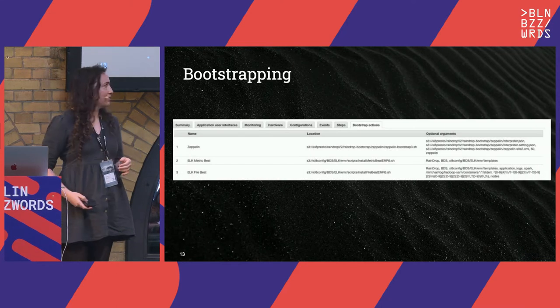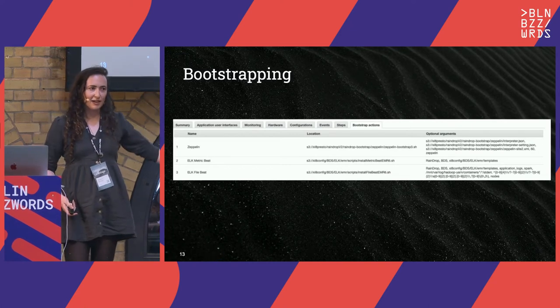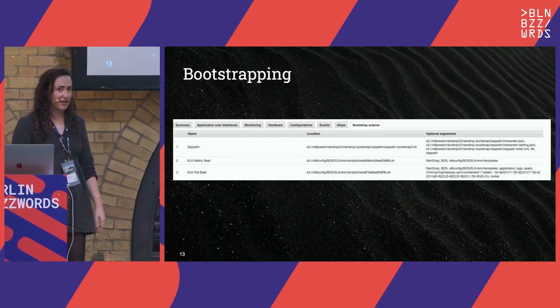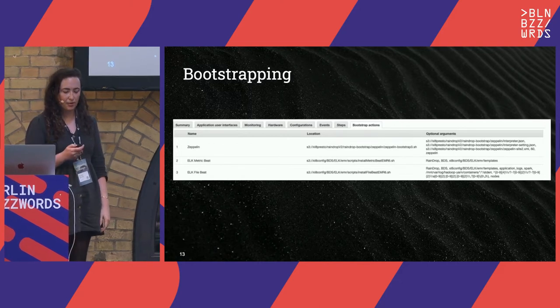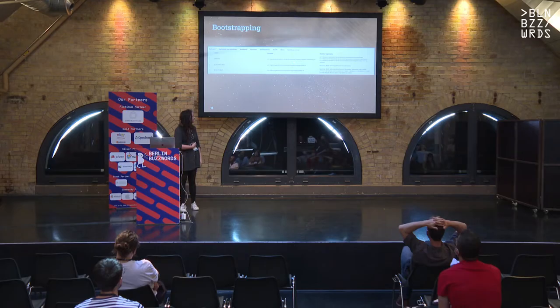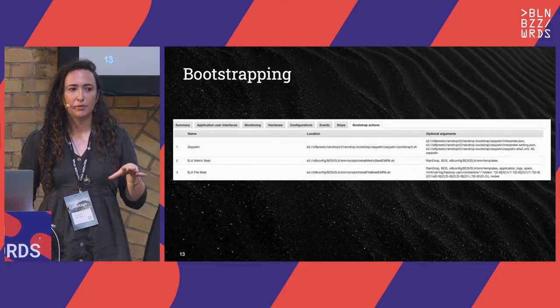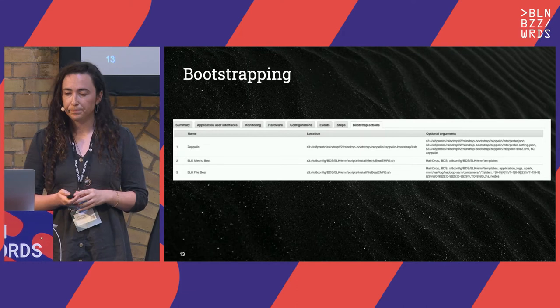So I have here for you today, I hope that's pretty visible, the bootstrap actions that I defined at Nielsen. So we have two main ones. So that's the one for Metricbeat, really bad with a laser. And the one down there is the one for Filebeat. So you can see we just basically provide the location of the bash script and then some configuration variables that we're going to discuss in just a minute.